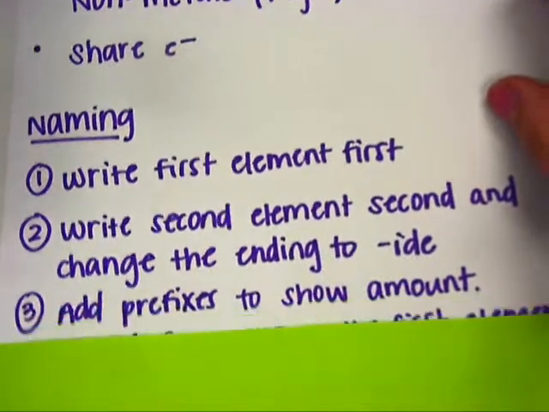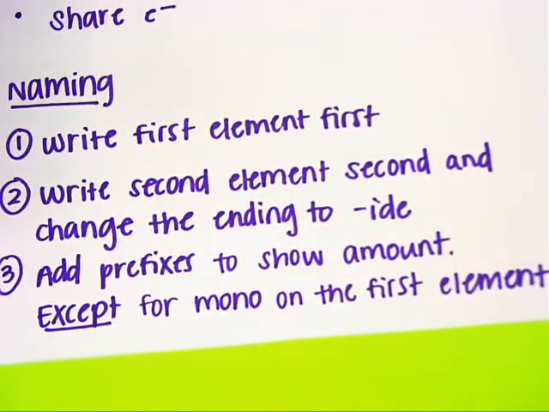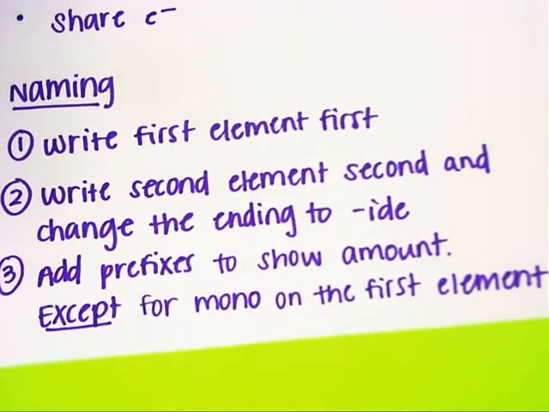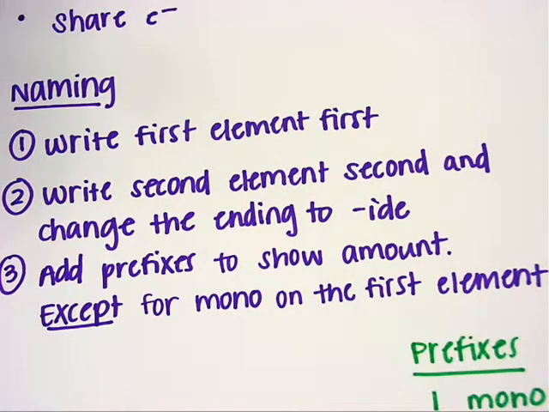So what you're going to do is write the first element first. Basically, you're going to keep them in the same order. You're going to write the second element, and just like an ionic bond, you'll change the ending to -ide. There's going to be no transition metals and no polyatomic ions here, so not as much to worry about. And then you are going to add prefixes, and those prefixes are going to show the amount. You're going to add those prefixes except for mono on the first element.